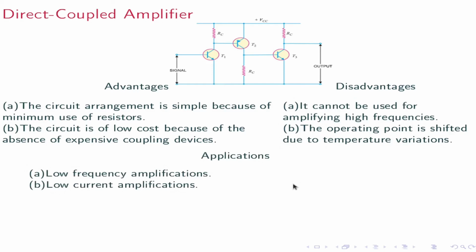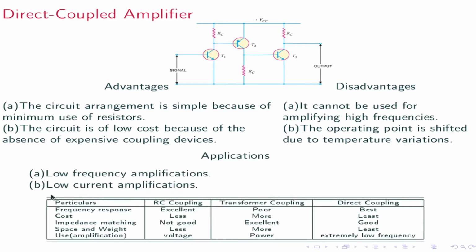It is used for low frequency amplifications, low current amplifications, etc. If we compare the three, RC coupling is used for voltage amplification, transformer coupling is used for power amplification, and direct coupling is used in extremely low frequency amplifications.